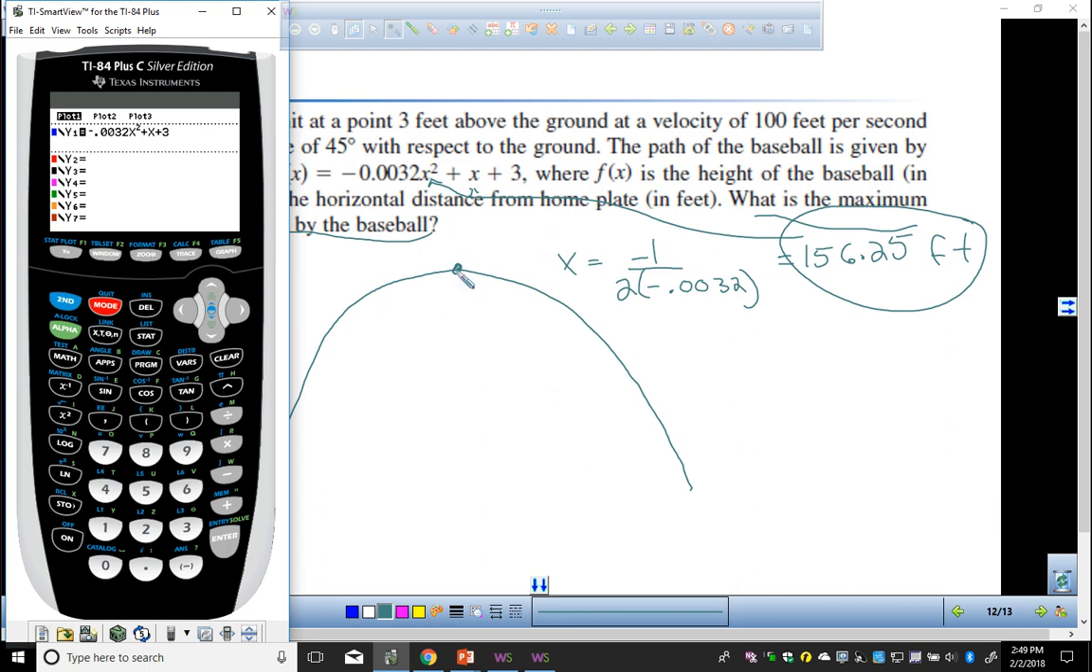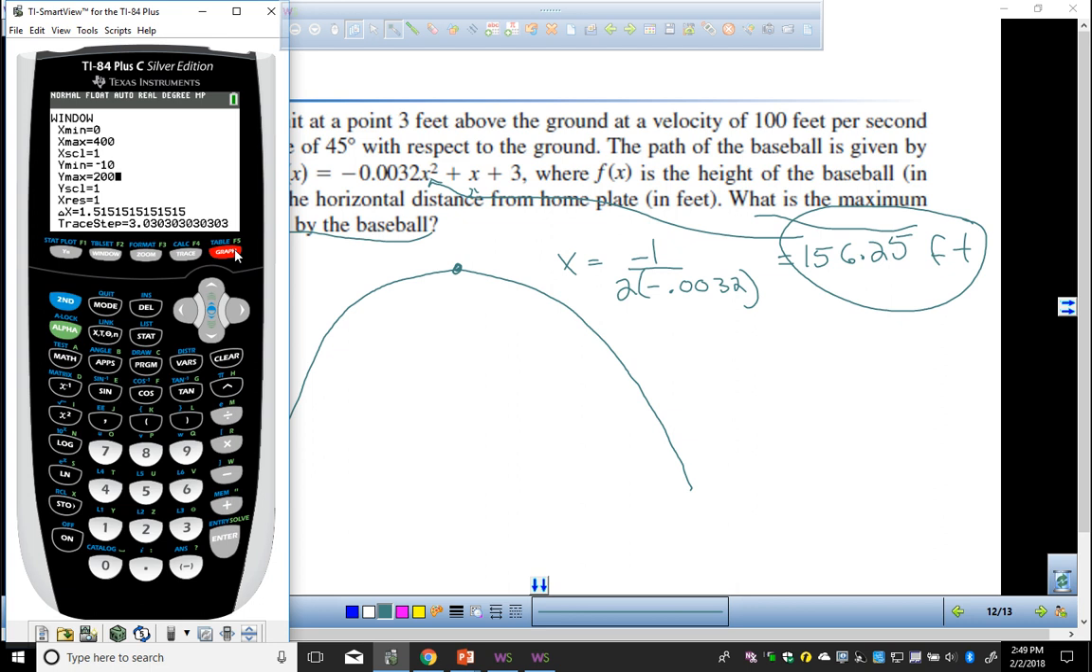If this is 156.25, how far do you think it's going to go about? Well, how far until it hits the ground again? A little bit more than that, right? Because it's going to start at a point and it's going to keep going. So let's plug in an X. Let's go to window and set it up as 0 up to about 400. Is that a good guess? Okay. And now how high do you think the ball is going to go? Probably like 300. Let's set it to 200 and see what happens. Okay. So if I hit graph, let's see what we get.